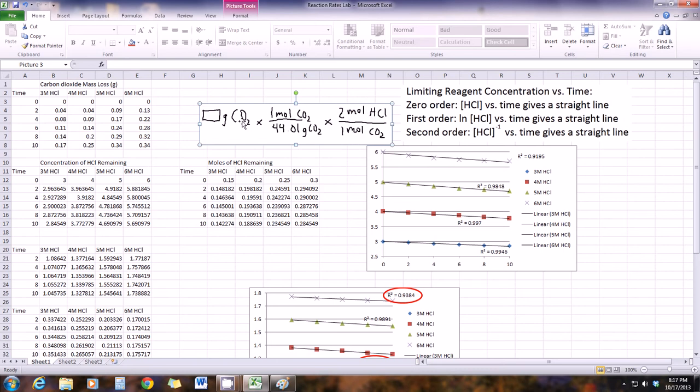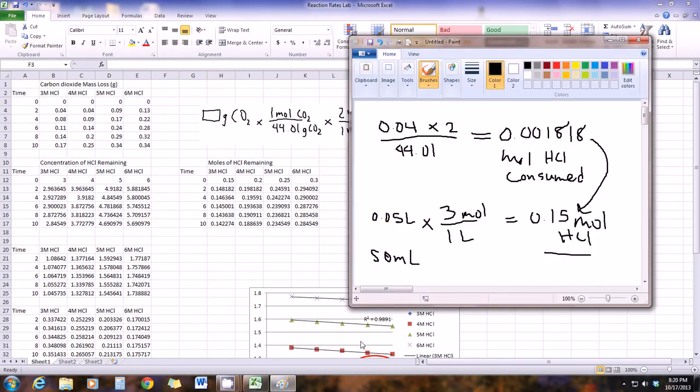And then from this equation, when I plugged in each one of these numbers, it gave me the moles of hydrochloric acid that were consumed. Now notice down here it says moles of hydrochloric acid remaining. In order to explain how I went from the moles of hydrochloric acid consumed to the moles remaining, I'll give you an example of the calculation that I performed, so you can see how I got from this column, or this data set, to this one right here.